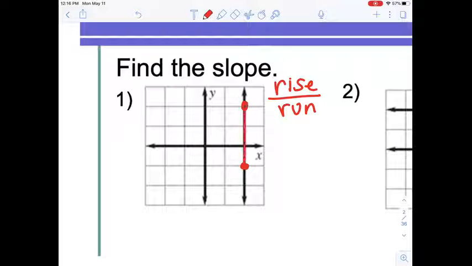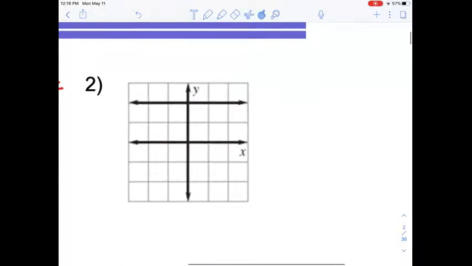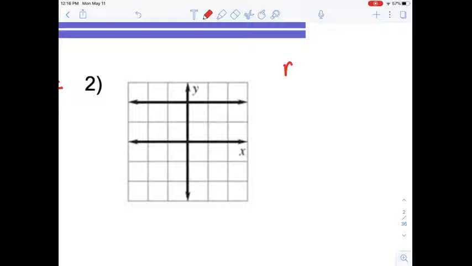So my rise is how far up I have to go. In this case, I have to go up 1, 2, 3. So my rise is 3. I'm going up 3, positive 3. My run, well, I'm not going left or right, so it's going to be 0. When we have a 0 on the bottom, it automatically becomes an undefined slope.